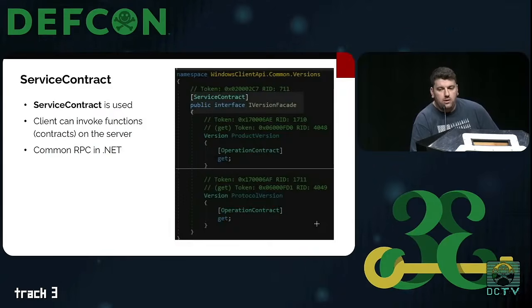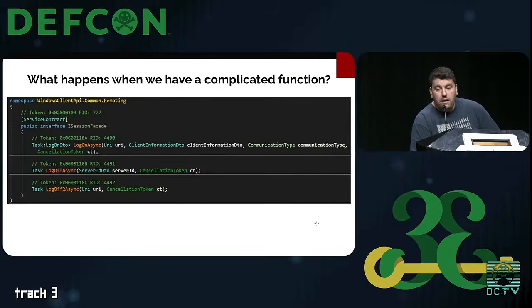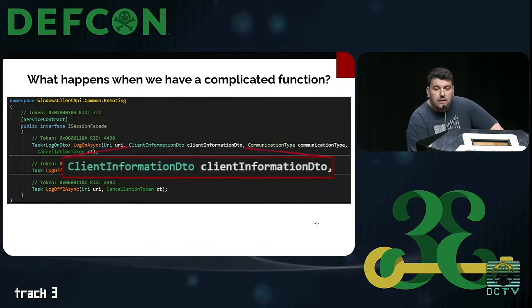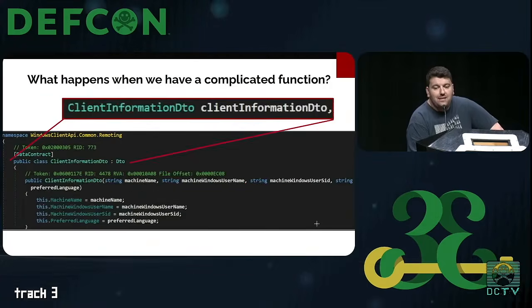However, while this is super simple when it has simple structures, meaning they want to pass along for a function primitive types like strings, integers, longs, sometimes functions have more complicated types as their arguments. Let's say, for example, take a look at this LogonAsync function that is exposed by the Axis server. And we can see that it does not have primitive types as its argument, but instead it has the ClientInformationDTO, which we can obviously see is a complicated class composed of different primitive members.